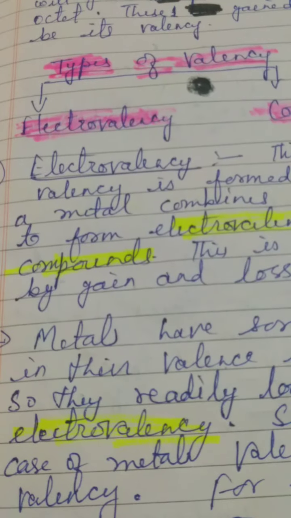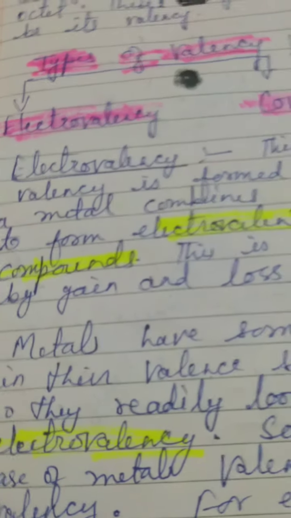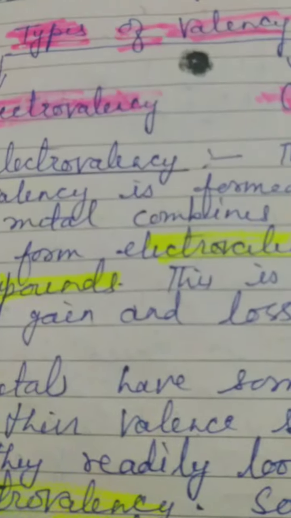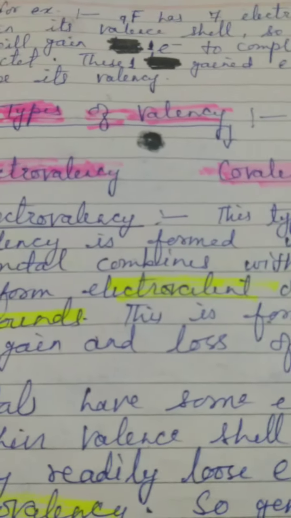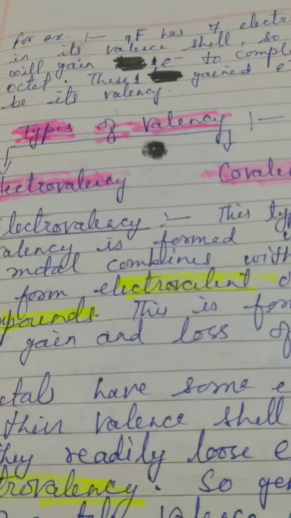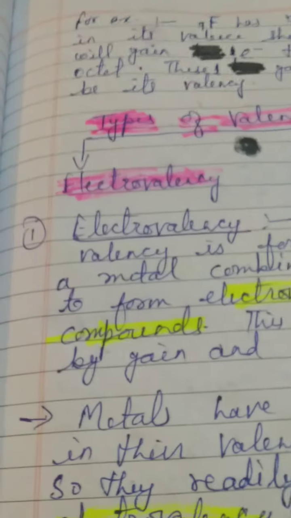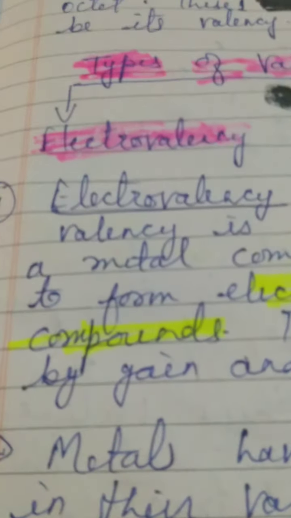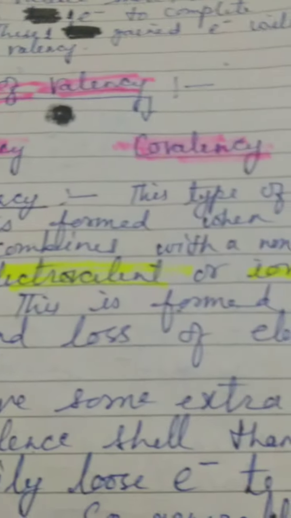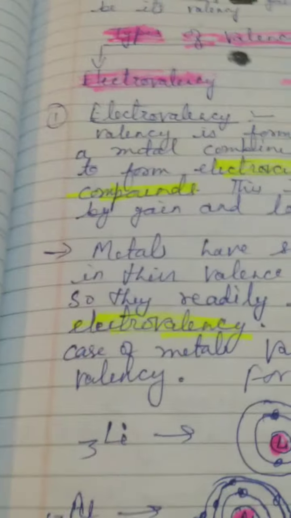So after giving you primary concept of valency, now in this segment I am starting the types of valency, children, and you will try to focus it more towards the topic. Types of valency are basically of two types. One is your electrovalency and another is your covalency. One by one we will take up both types of valency.